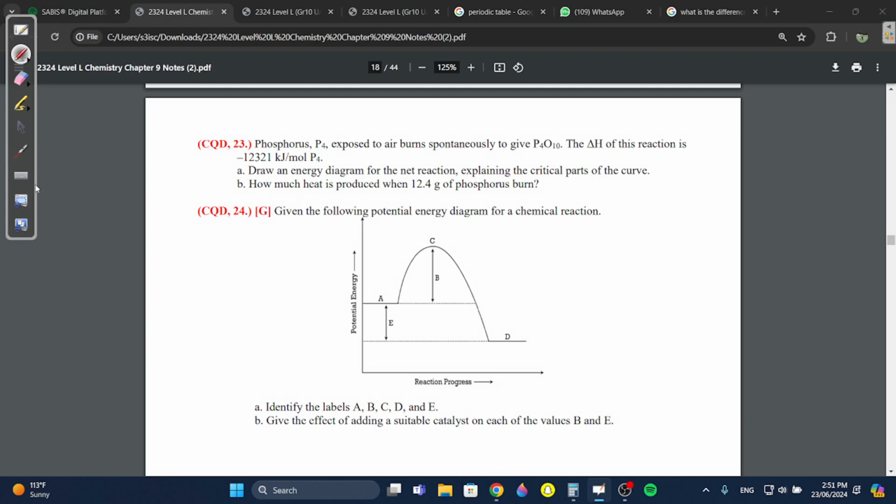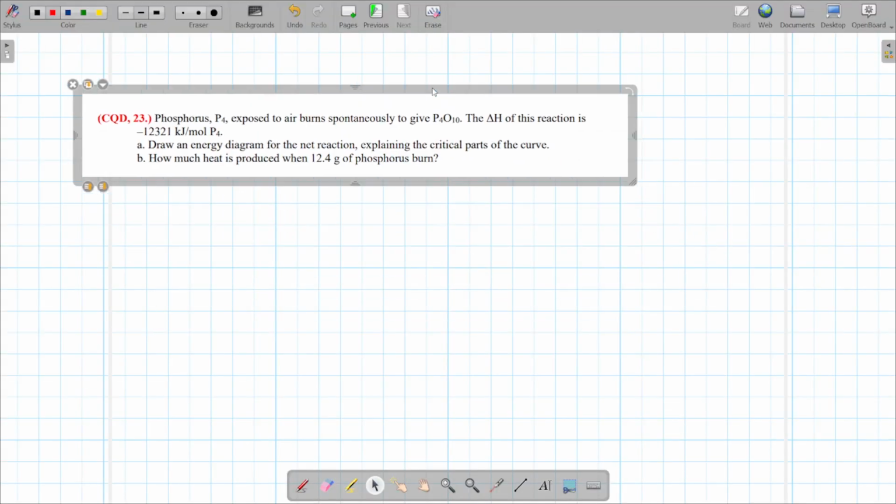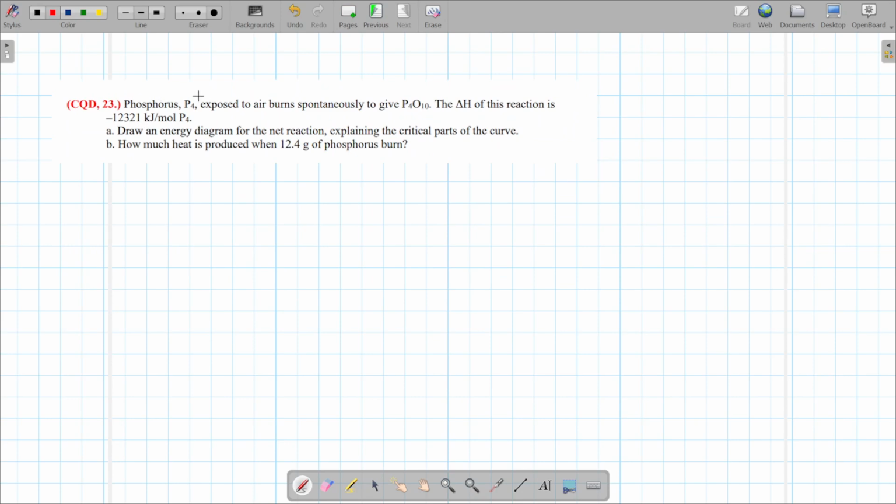The way you do it, I'm going to take this into the open board. First, write down your reaction. P4 is exposed to air and burns to give P4O10. So of course P4 is our reactant. It's burning in air, so with oxygen, to give P4O10. Let's balance it: it's going to be 5O2. We know that delta H is negative, so it's going to be exothermic.